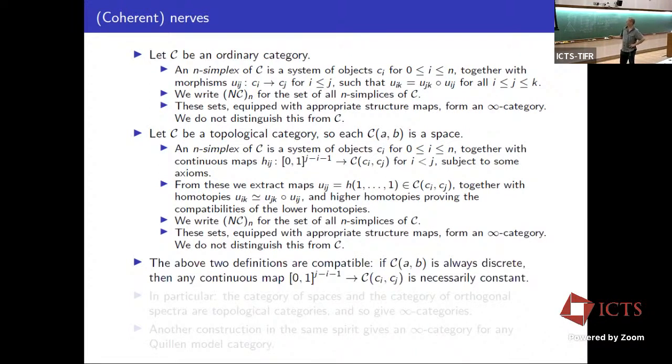And notice, of course, here CAB is a space, but an ordinary category, we can just regard as a topological category. CAB has the discrete topology. But if CAB has a discrete topology, then a continuous map like this has to be constant. Okay, and so because of that, you see that this first definition is really a special case of the second.